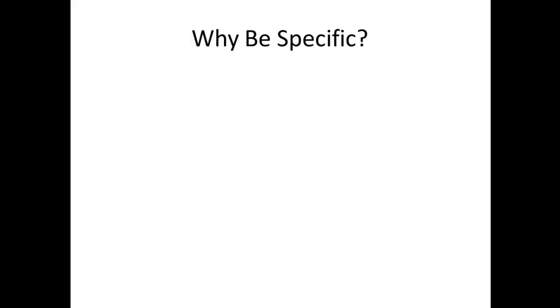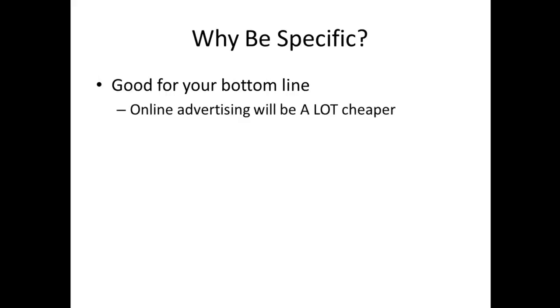So the first thing is why do you need to be specific? It's good for your bottom line. All right, so online advertising will become a lot cheaper. If you're doing pay-per-click, you're going to know exactly who to target, and if you want to put an ad up on a niche blog or something like that, well, that's much cheaper than putting an ad up on a big blog like Mashable. The more niche the blog, generally, the cheaper the ads. So be very specific so you know exactly who to target and where to target them if you want to do online advertising.